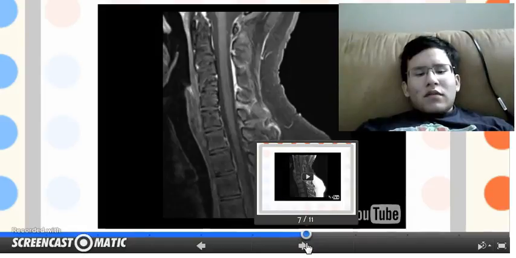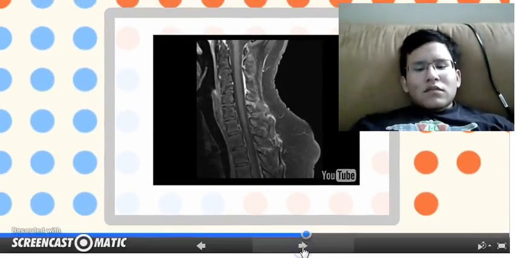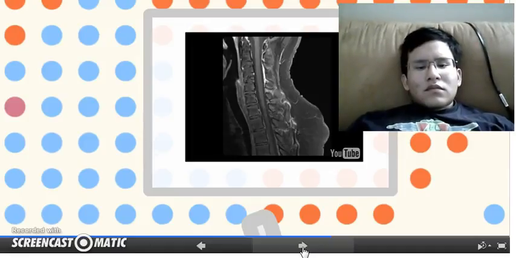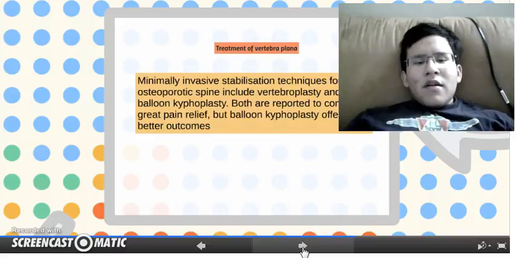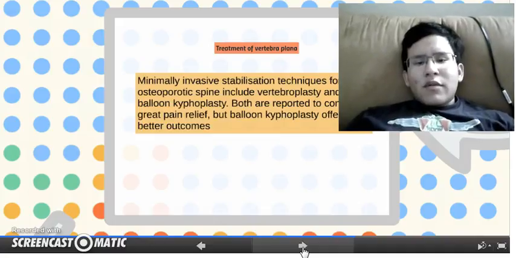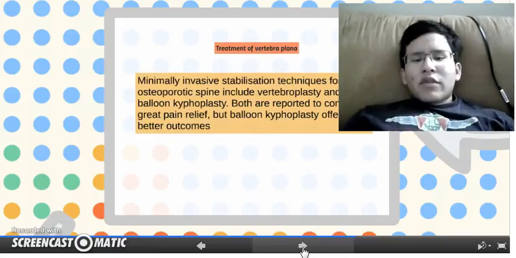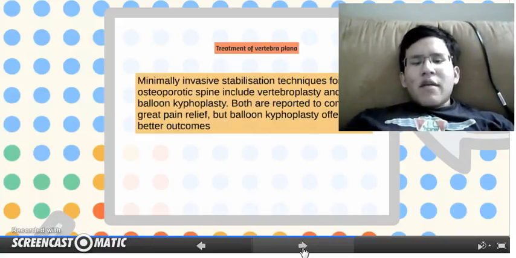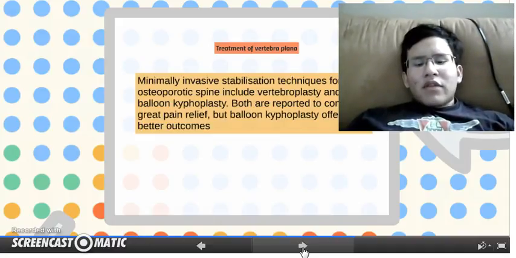Okay, let's continue. Treatment of vertebral plana. Minimally invasive stabilization techniques for the osteoporotic spine include vertebroplasty and balloon kyphoplasty. Both are reported to confer great pain relief, but balloon kyphoplasty offers better outcomes.